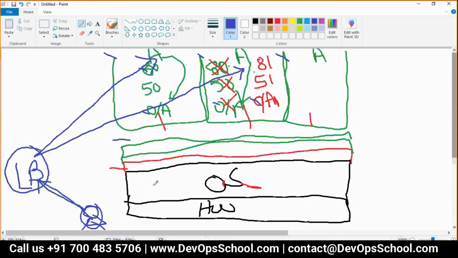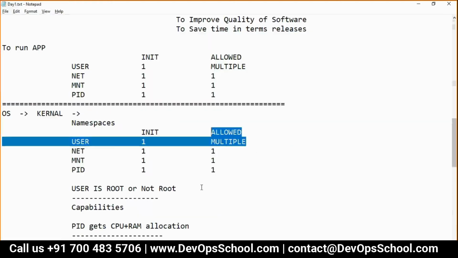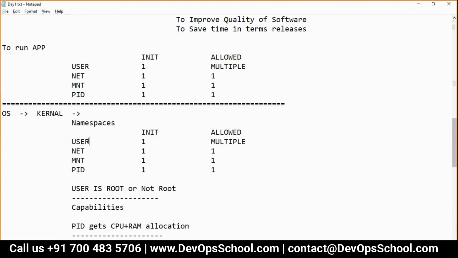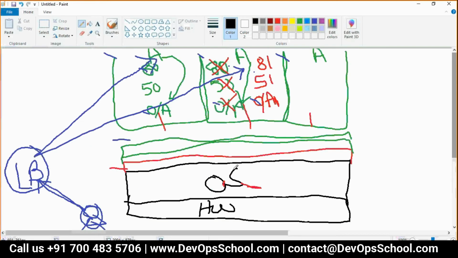Can we do this? Think about it. Look at this here. Multiple users are allowed, but network by operating system, only one is allowed. One initialized, one allowed by operating system. But actually, can we initialize the network at the user level?